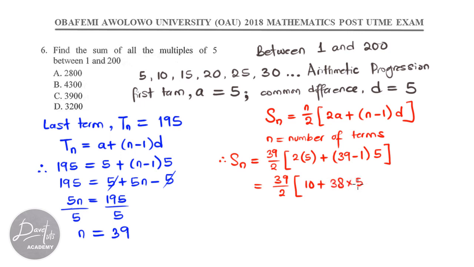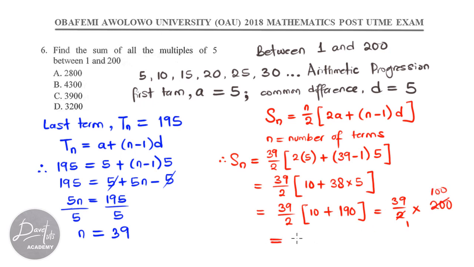38 multiplied by 5. Now 38 over 2 is 19. 19 times 10 is 190. So we have 10 plus 190. 38 times 5 is 190. So we have this as 10 plus 190. So that will be 39 over 2 multiplied by 200. So 2 can go into 200 to give 100. So the sum of the terms will be 3,900, and that is option number C.